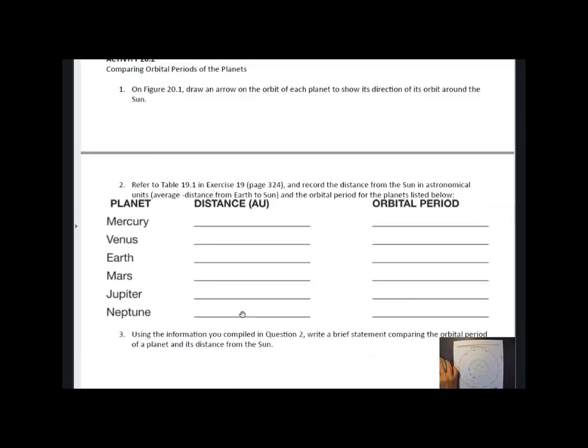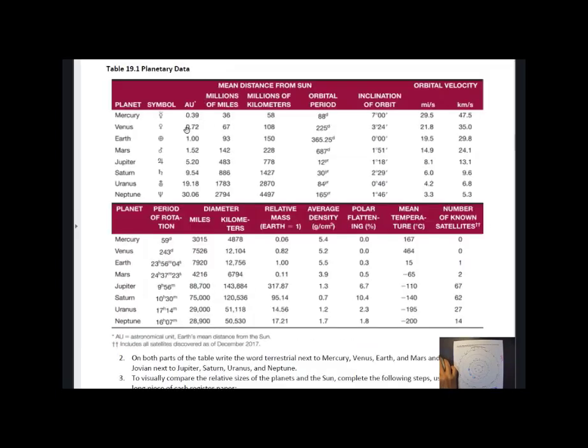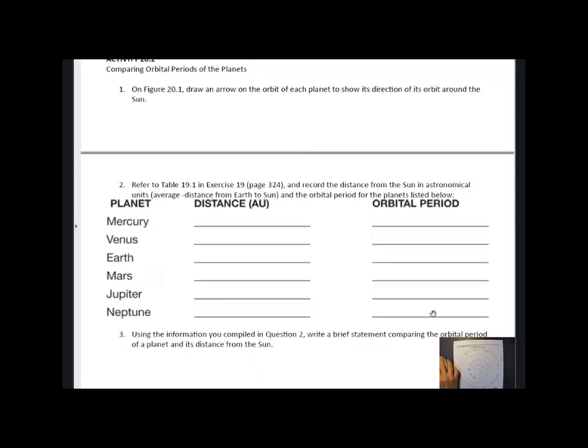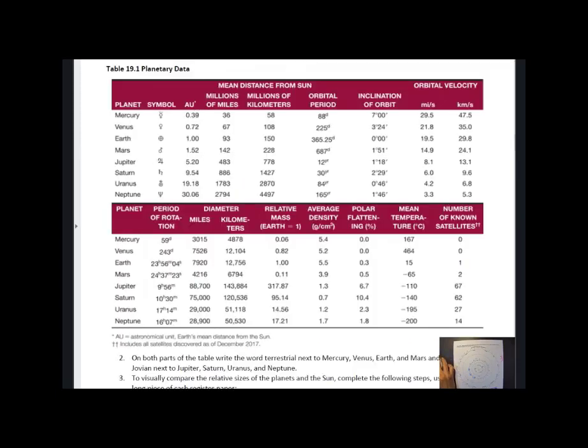So Neptune's at around 30 astronomical units. Yeah, 30.06, and it's 165 years. So make sure you put years or days, depending on what they give you there. So just get that data off of this table 19.1.